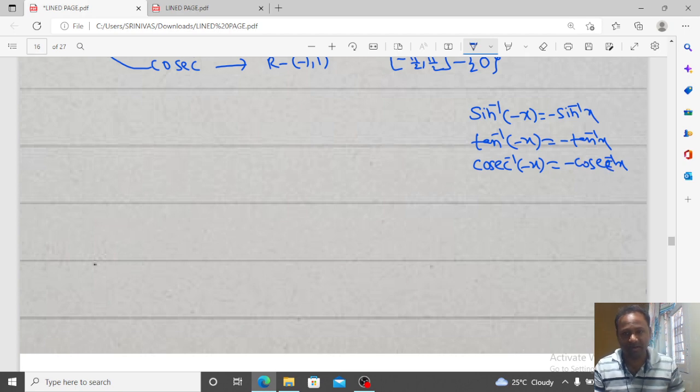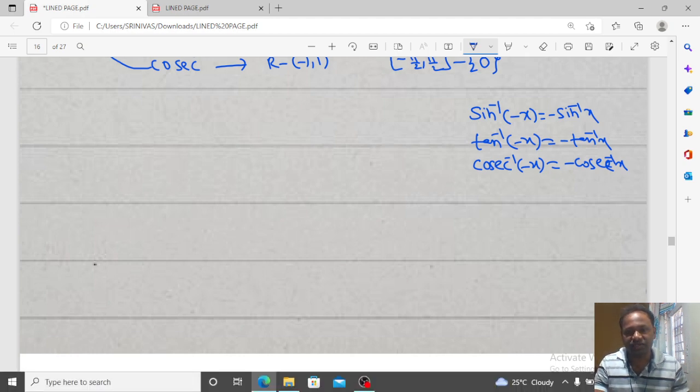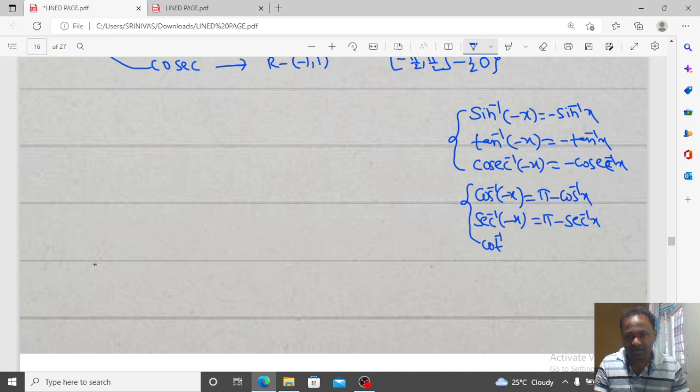Each and every one will have properties. Once I will do some more videos to explain all these clearly. Okay. Next, after sine, tan, cosec, one more: we have cos inverse of minus x is equal to pi minus cos inverse x. Sec inverse of minus x is equal to pi minus sec inverse x. Cot inverse of minus x is equal to pi minus cot inverse x.